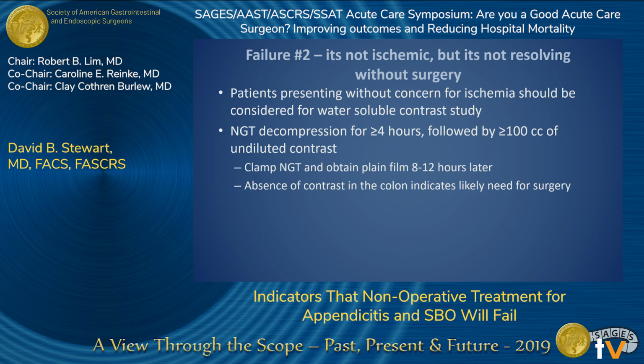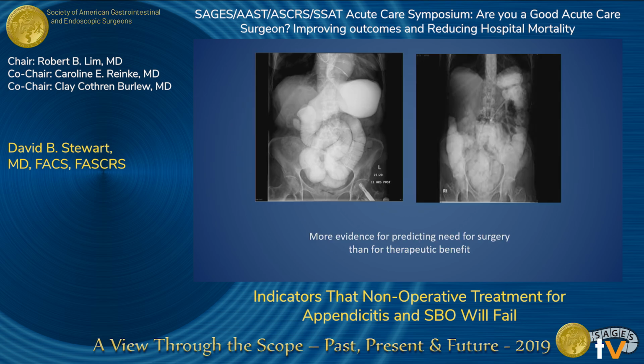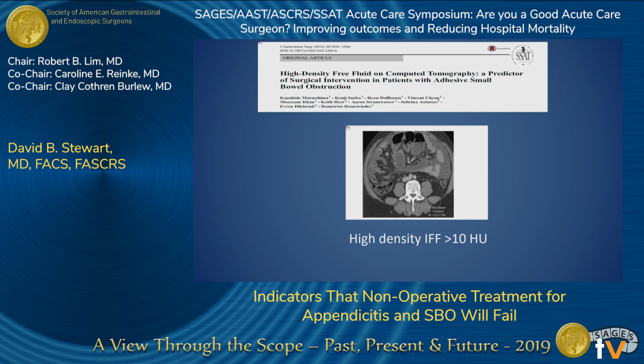And then very briefly, how do we avoid delaying surgery for an SBO that won't resolve without it? Well, if you aren't concerned about the presence of ischemia, there's evidence to support the early use of a water-soluble contrast enema. If you instill at least 100 cc's of undiluted contrast via nasogastric tube, the failure of that contrast to progress into the large intestine after 8 to 12 hours of observation and NG tube clamping highly predicts the need for surgery. There's more data for its diagnostic value than its therapeutic ability to resolve an SBO. And then lastly, I wanted to just mention this paper because it provides a measurement for something that we've all seen. This study suggested that the presence of more than 3 square centimeters of intra-abdominal free fluid, that's at least 10 Hounsfield units, highly predicts the need for surgical intervention, not necessarily due to ischemia, but due to a high-grade SBO unlikely to resolve without surgery.